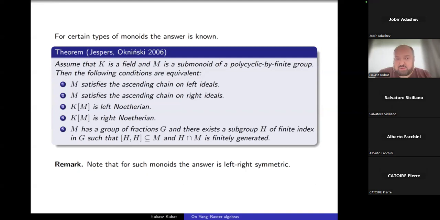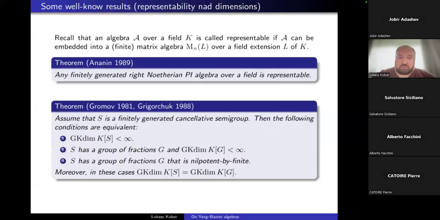Moreover, in this case, as you see, the problem of left and right Noetherianity is equivalent. So there is a left-right symmetry for such monoids sitting in polycyclic-by-finite groups. But in general, not a lot more is known.